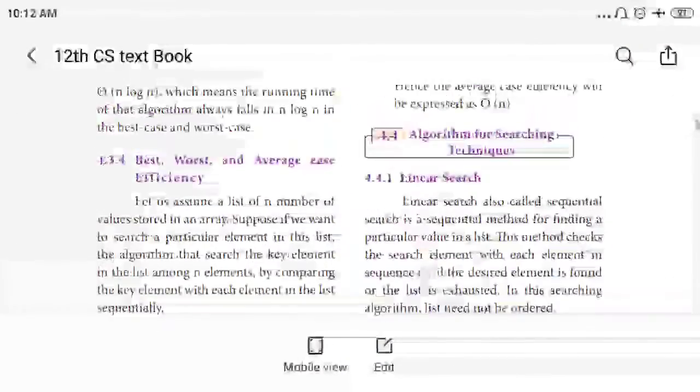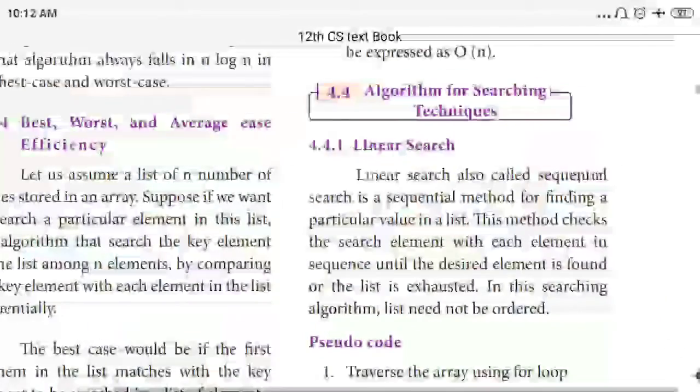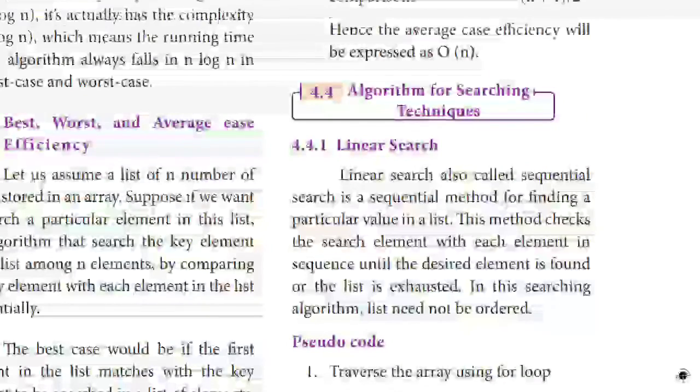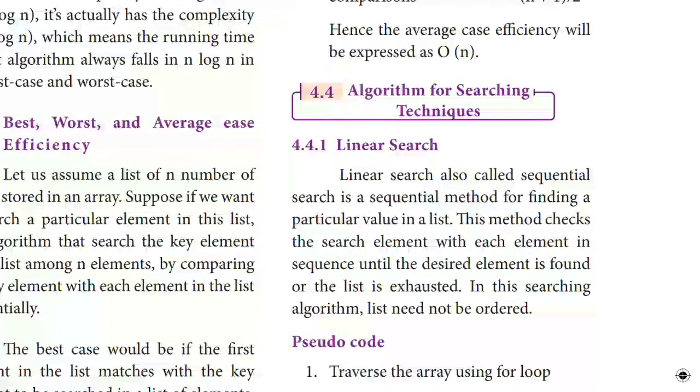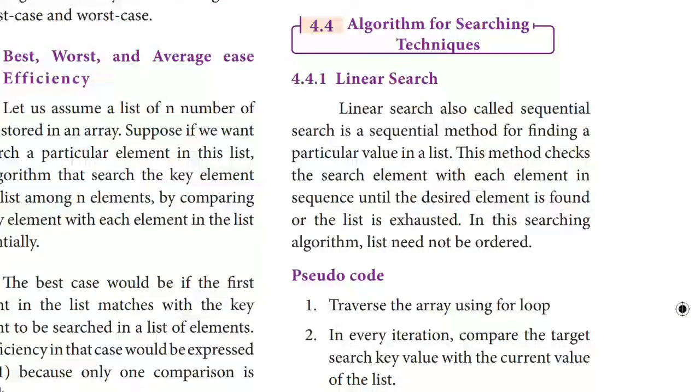First of all, we'll see what is linear search. Linear search, also called sequential search, is a sequential method of finding a particular value in a list. This method checks the search element with each element in the sequence until the desired element is found or the list is exhausted. In this search algorithm, the list need not be ordered.